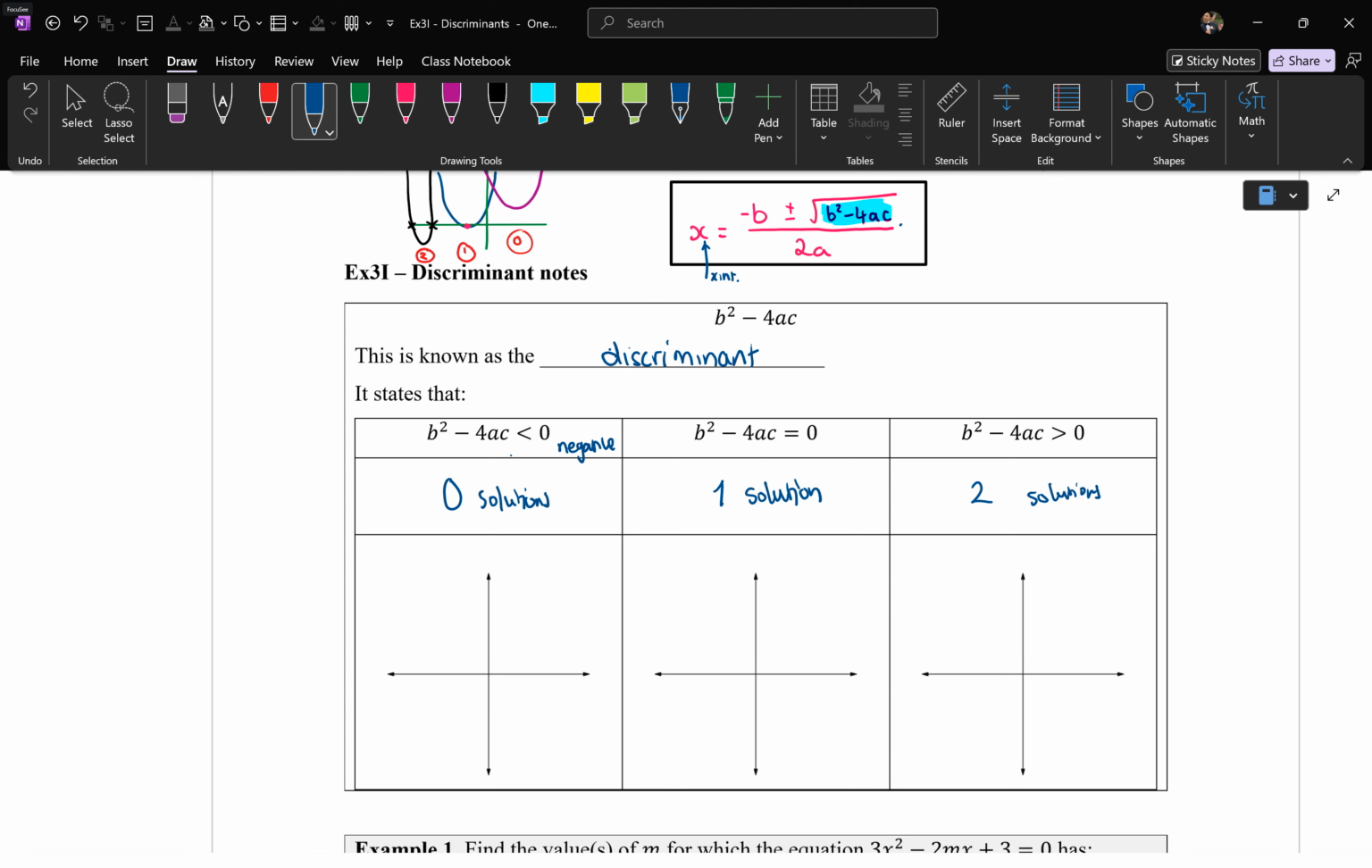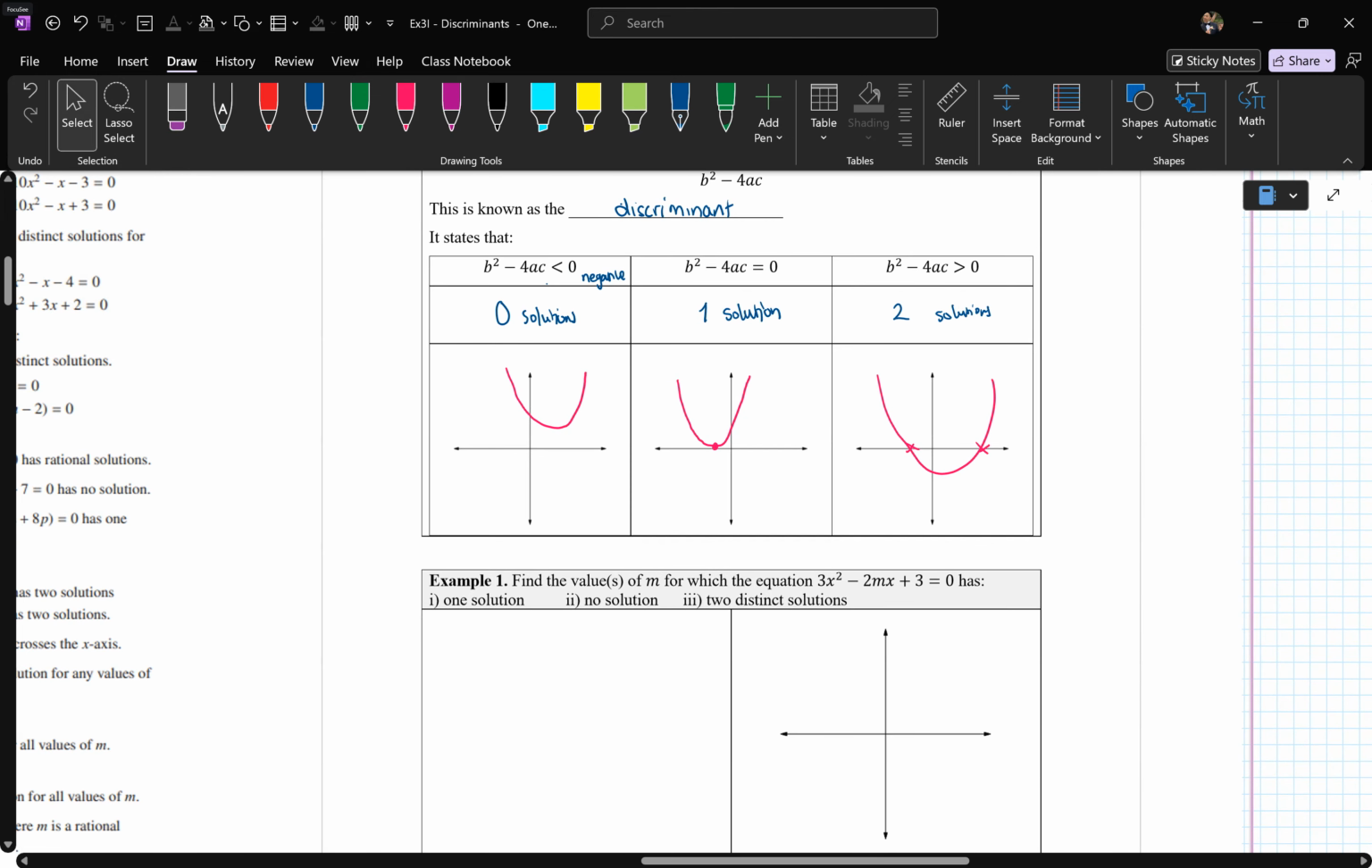We know the pictures. I'll draw it in again. So 0 solutions would have to be the one that has no intercepts. 1 solution has to be the one that touches the x-axis only once. And then the other one crosses twice. Okay, let's do an example today then.